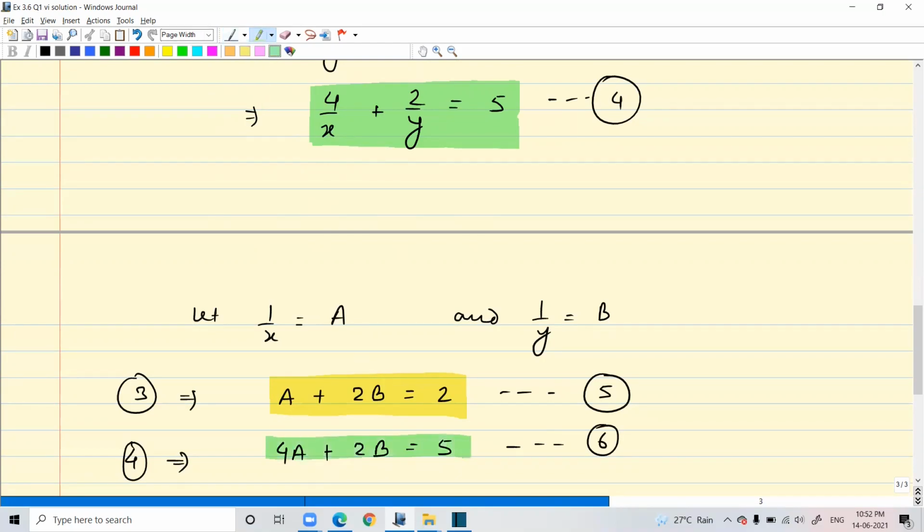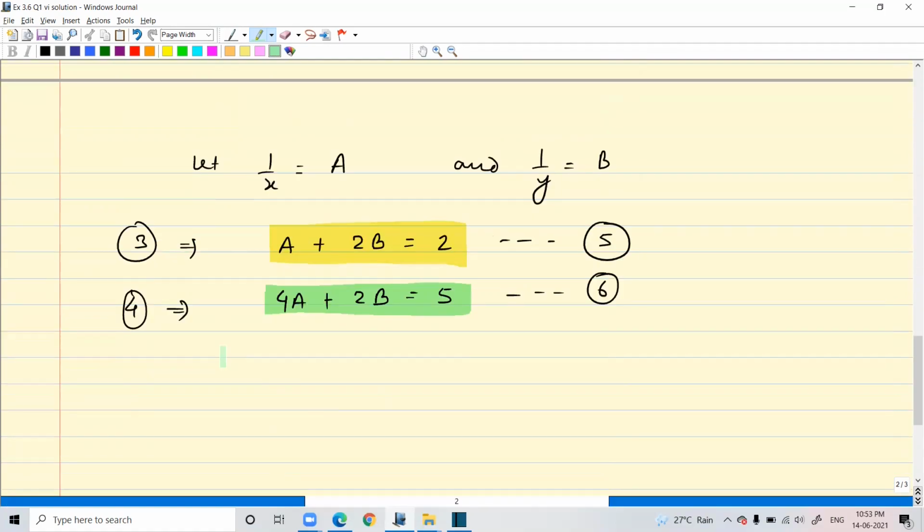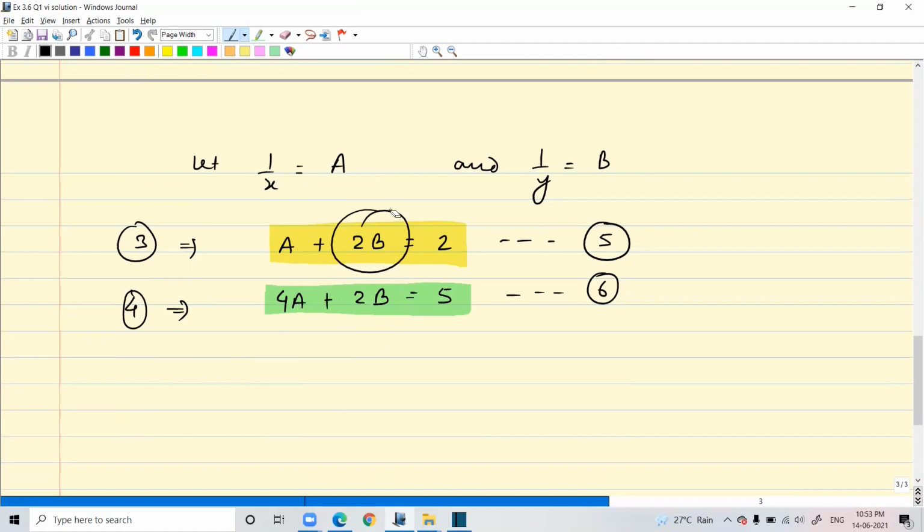Now this has started looking like the simple pair of linear equations in two variables, and we know we can solve it using any of the methods: elimination, substitution, or cross multiplication, whatever. So 2b and 2b we can very easily eliminate. So let's do a subtraction. As you can see here, 5 is the bigger number, 2 is smaller. In the same way 4a is bigger and a is smaller. So it'll be better if we do a subtraction of 6 minus 5 instead of 5 minus 6, otherwise unnecessarily we'll get a negative sign. So let's do 6 minus 5.